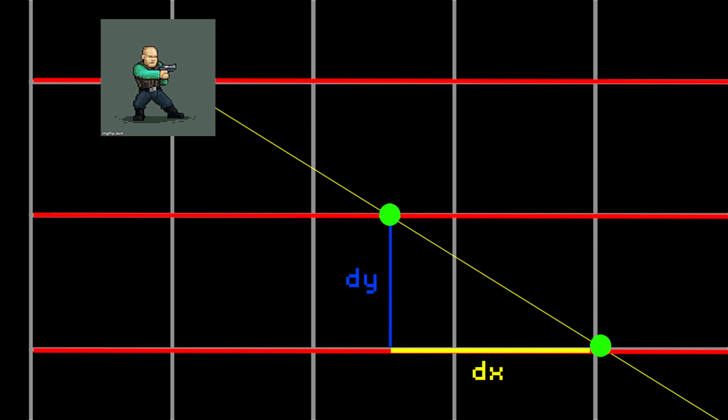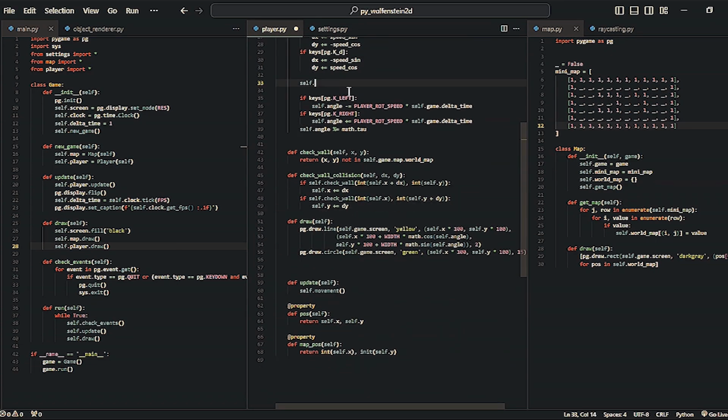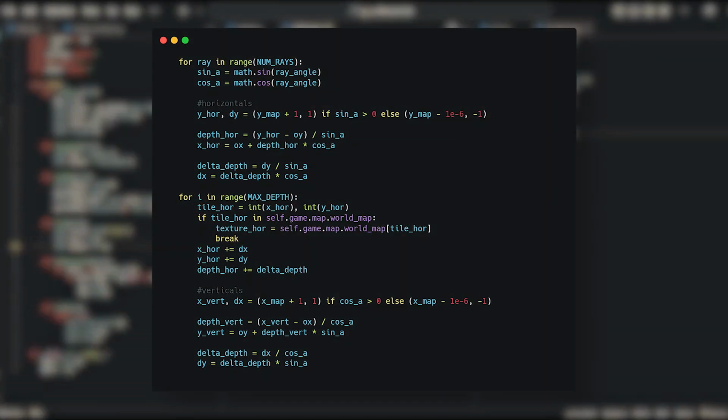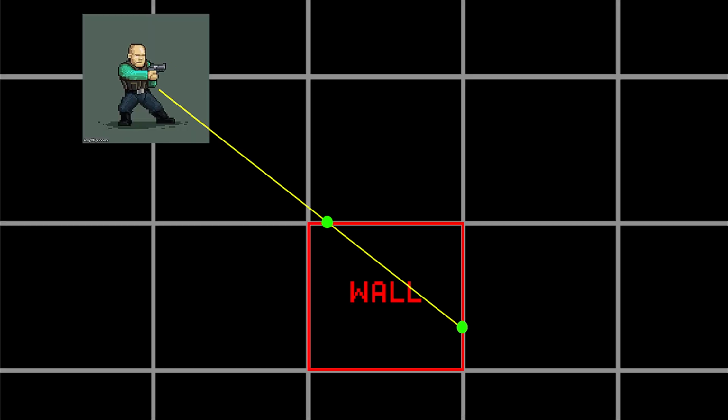Aside this, we also need to calculate the ray distance between each intersection, also known as delta depth, so we can tell the distance between the player and the wall of each of the rays. With all this implemented, we can then use the data from these calculations to write a ray casting loop. If a ray intersects with the wall, we break the loop.